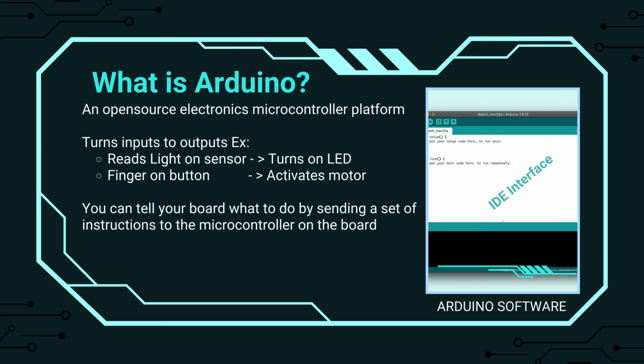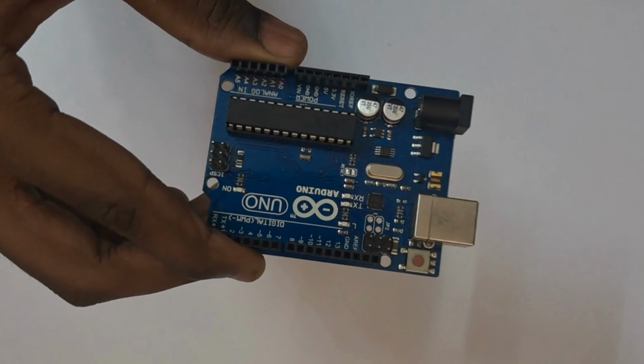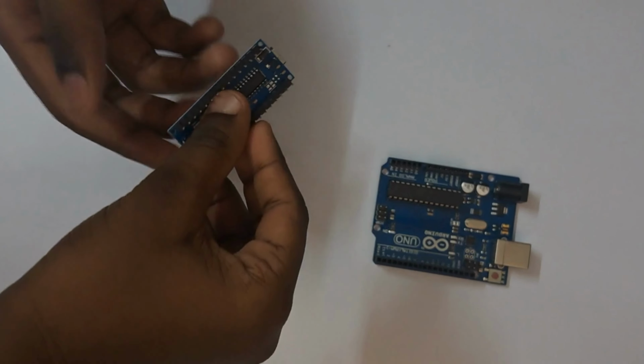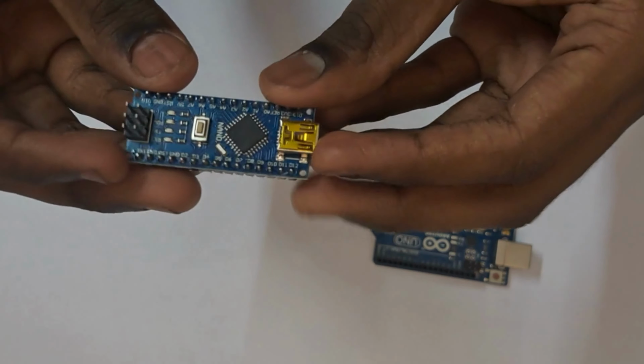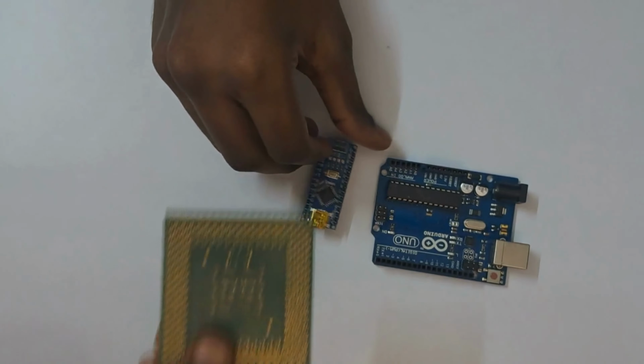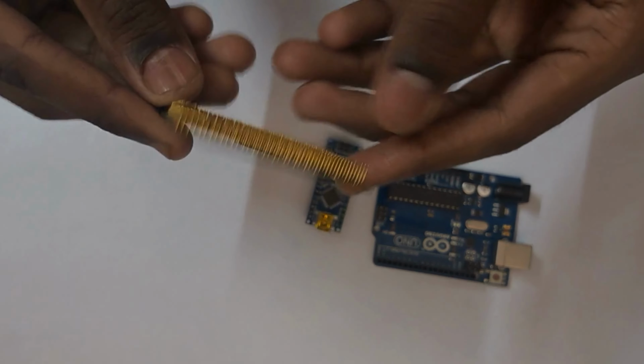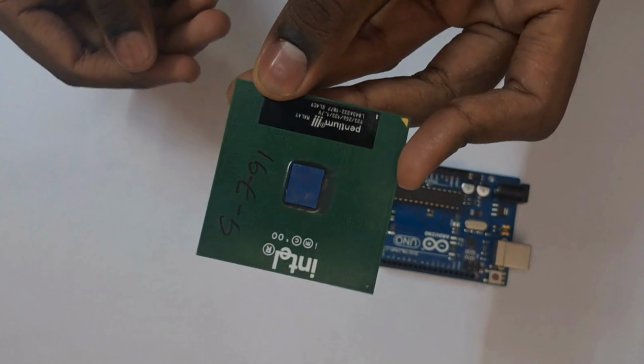So again, what is a microcontroller? A microcontroller, MC, or microcontroller unit, MCU, is a small computer on a single integrated circuit. A microcontroller contains one or more CPUs, along with memory and programmable input-output peripherals. This is an Arduino Uno microcontroller. I have an Arduino Nano microcontroller. This is another microcontroller. And I also have an old microprocessor, the Intel P3.